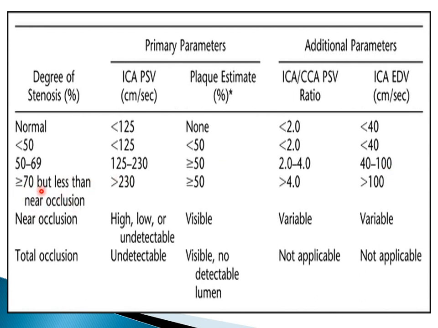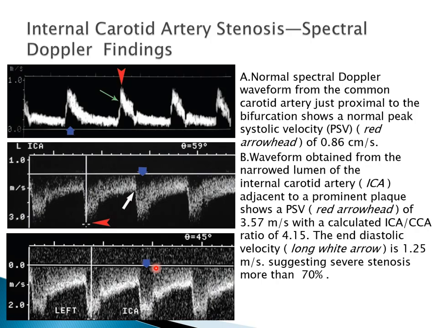Above 70% to near occlusion, usually the peak systolic velocity is above 230, the ratio is above 4, and end diastolic is above 100. Near occlusion is the problem. Sometimes the peak systolic velocity is undetectable. Sometimes it may be low, may be normal, may be high. So this is variable and sometimes mistaken. You see the near occlusion and regard it as normal. We'll talk about it later. In total occlusion, flow is not detected in the internal carotid artery.